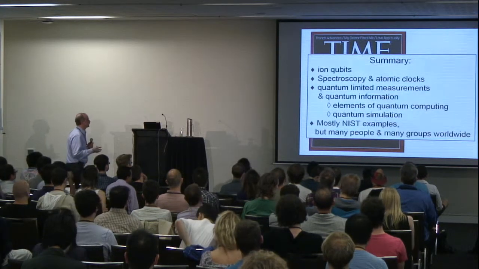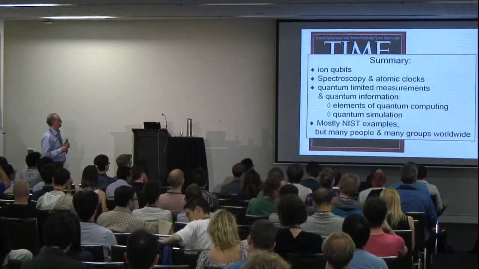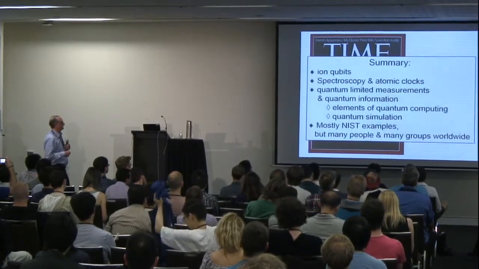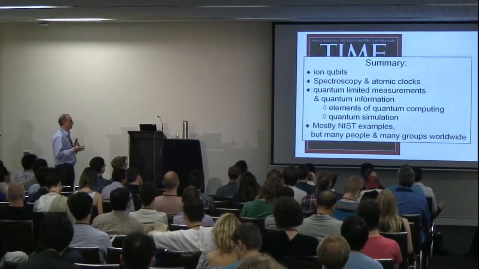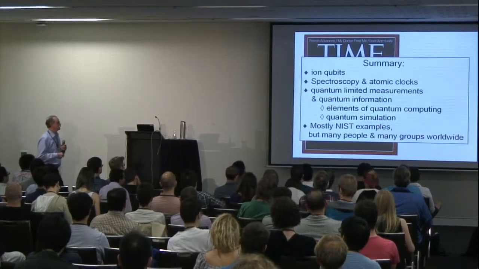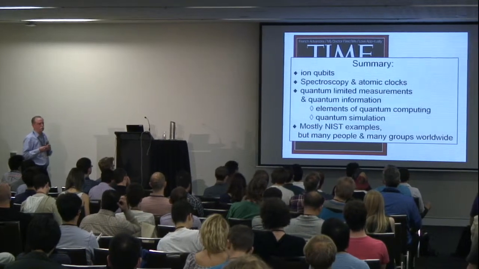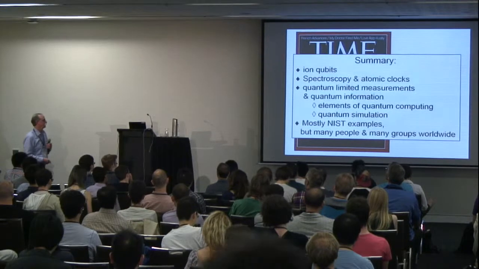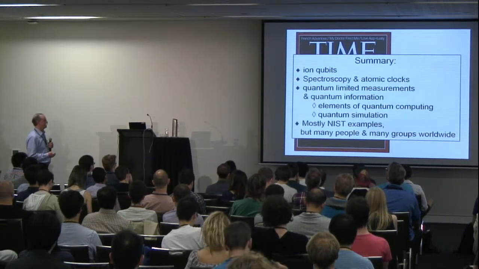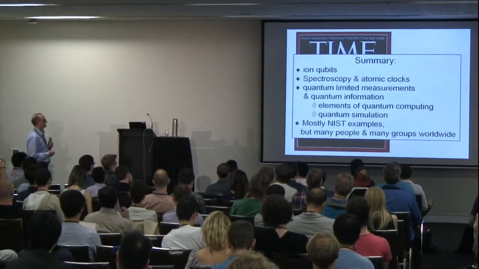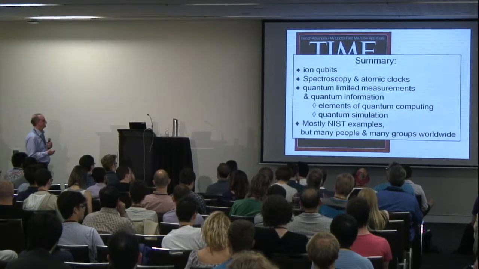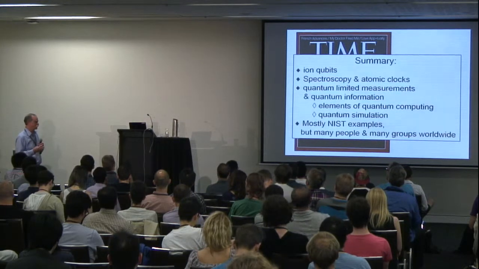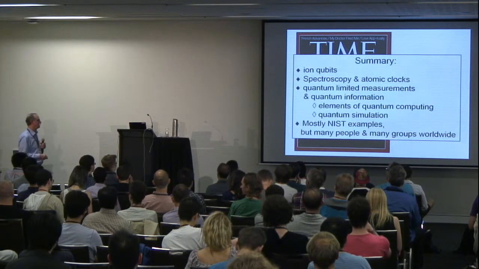Just to summarize, I'll say a little bit about how we make qubits with ions. In our work at NIST, the National Institute of Standards and Technology, my whole career, one of our main topics has been spectroscopy and atomic clocks. For about 20 years now, we've been in the business of trying to do these quantum information things. And I'll say a little bit about how the two subjects are actually very close in terms of the experiments.